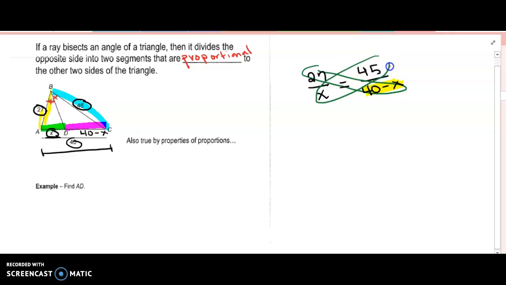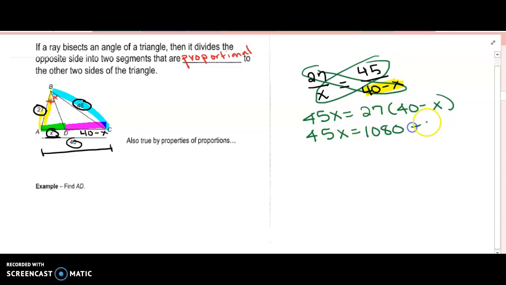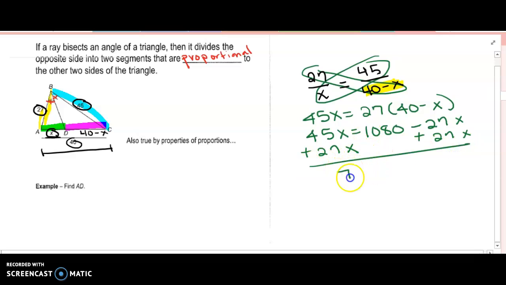Here I'm going to cross multiply. So I get 45x equals 27 times 40 minus x. So 45x equals 27 times 40 minus 27x. If I add 27x to both sides, I get 72x equals 1080, divided by 72, and I'm left with x equals 15.